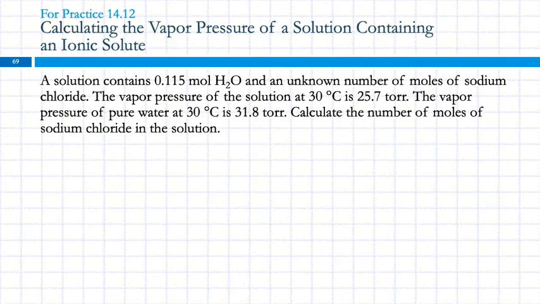A solution contains 0.115 moles water and an unknown number of moles of sodium chloride. The vapor pressure of the solution at 30 degrees Celsius is 25.7 torr. The vapor pressure of pure water at 30 degrees Celsius is 31.8 torr. Calculate the number of moles of sodium chloride in the solution.